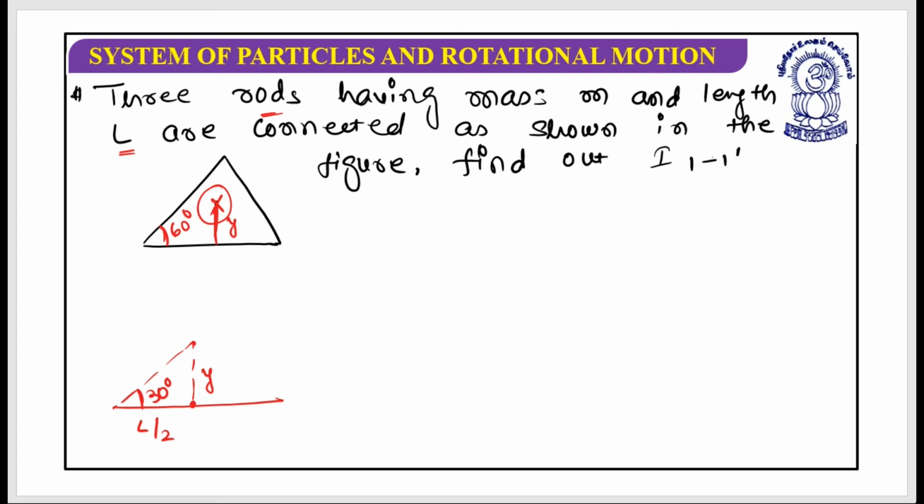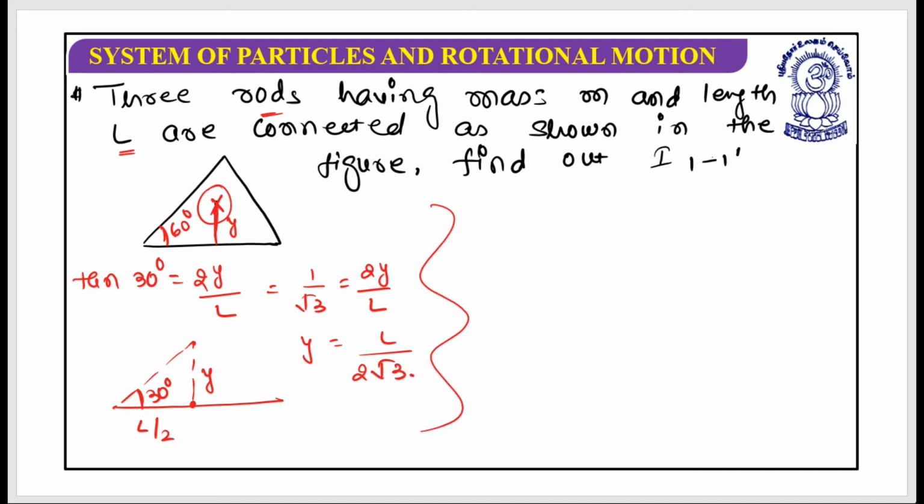So how will I do this? tan 30 degree should be equal to y divided by L by 2, which is 2y by L. While tan 30 is equal to 1 by root 3, that is equal to 2y by L. So y is equal to L by 2 root 3. Is it clear up till now?